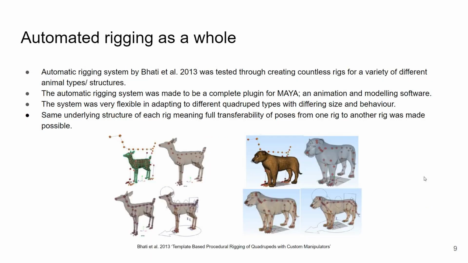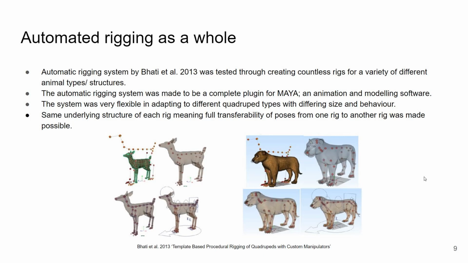Automatic rigging as a whole. The automatic rigging system by Barty follows stringent rig and animation criteria. These included rig consistency, simpler controls for the animator, efficiency in terms of computational requirements and user interaction, adhesion to motion type, i.e. what setting, environment and attitude the rig will be used in, and no unexpected behavior from the animator's intention. The automatic rigging system was tested through creating countless rigs for a variety of different animal types and structures. The system was very flexible in adapting to different quadruped types with differing size and behavior.